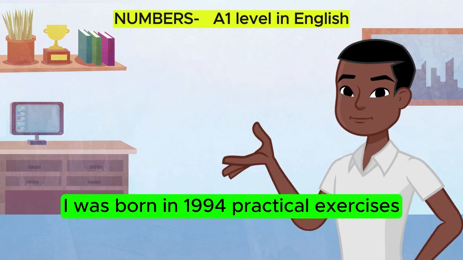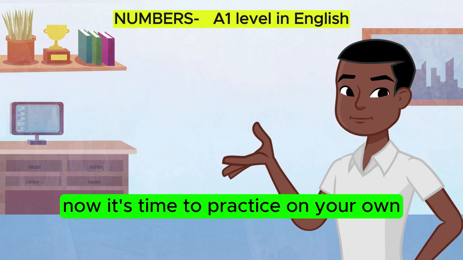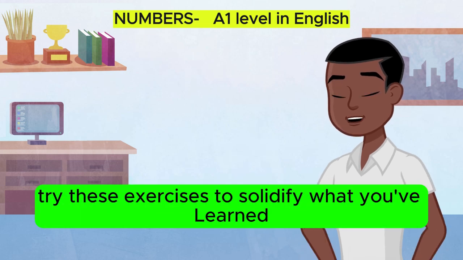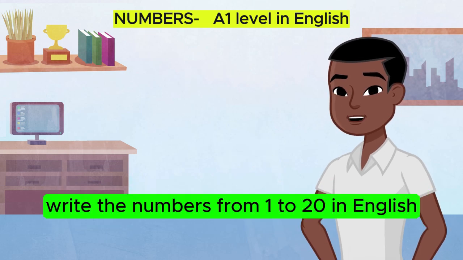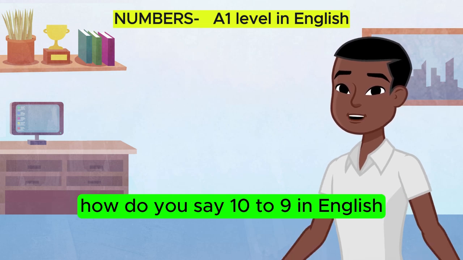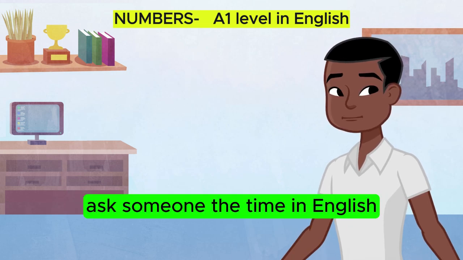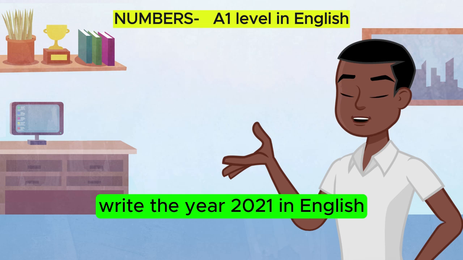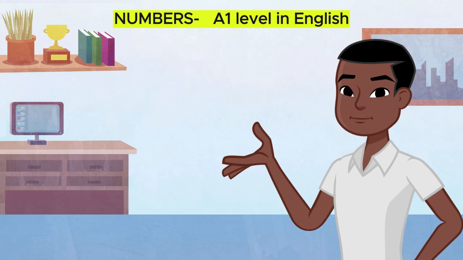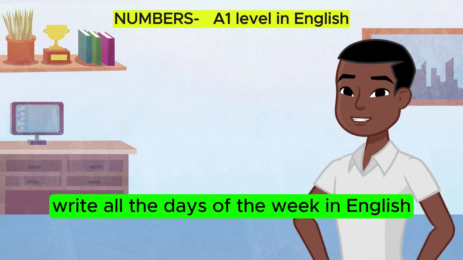Practical exercises. Now it's time to practice on your own. Try these exercises to solidify what you've learned. Write the numbers from 1 to 20 in English. How do you say 10 to 9 in English? Ask someone the time in English. Write the year 2021 in English. Write all the days of the week in English.